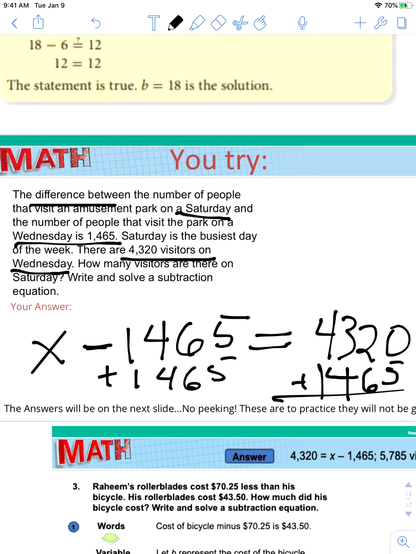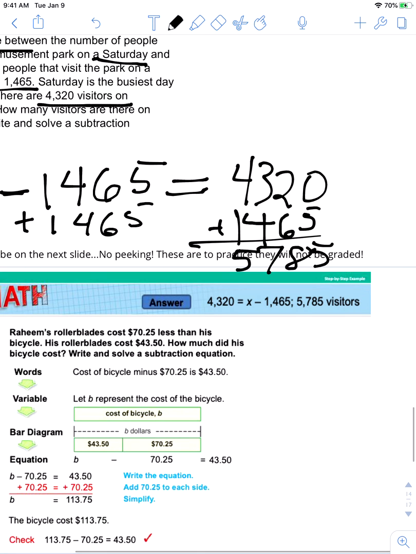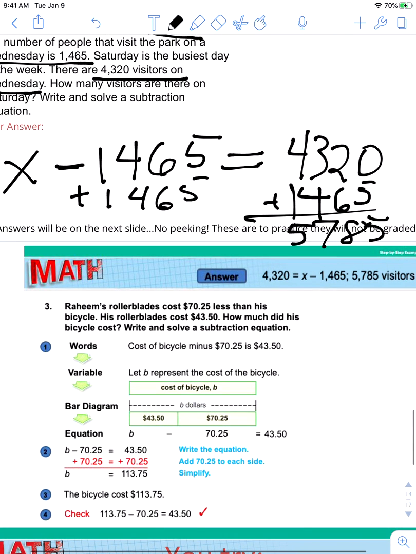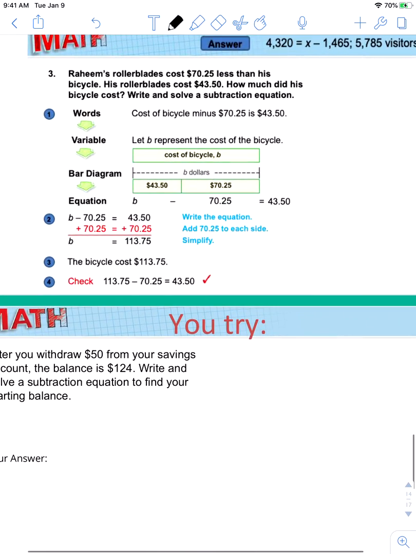And there we go. 0 and 5 make 5. 6 and 2 make 8. 3 and 4 make 7. And 1 and 4 make 5. So our answer should be 5,785 visitors. And we can look on the next page. That is correct. We can look through this equation just like the other one. So we can see that we have our answers.